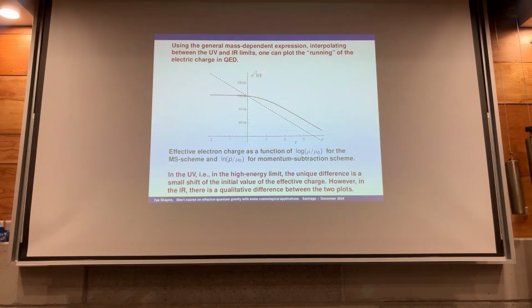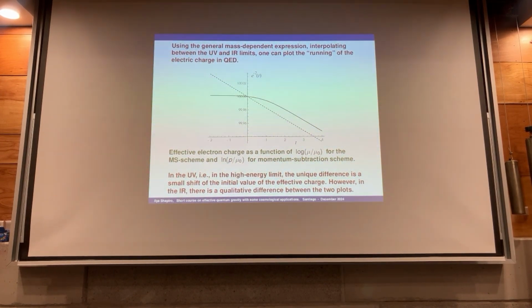You see, this is the inverse square of the electric charge in QED, and this is t. t is log of mu over mu zero, where mu zero is some value which you take as a reference. You see, the dashed line concerns the minimal subtraction scheme. So in the ultraviolet and in the infrared, it's a linear function. So it is an inverse logarithmic dependence, but when you use the variable t instead of log of mu over mu zero, and the inverse square of the charge, then you have linear behavior.